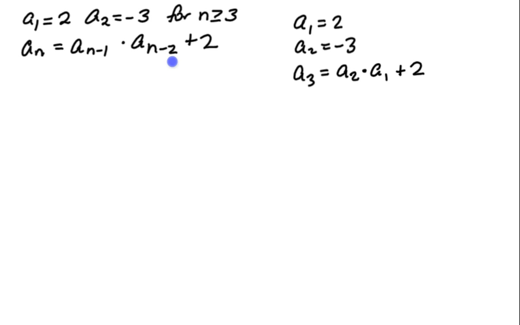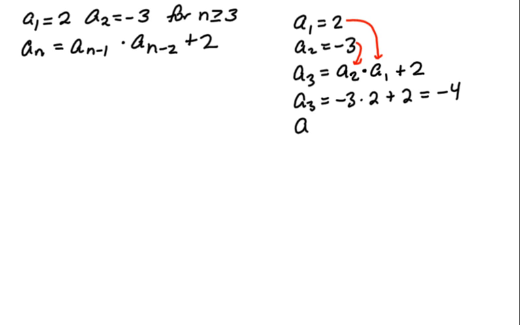Well, it says multiply A sub 2 times A sub 1 and add 2. Well, A sub 2 is negative 3. A sub 1 is 2. So A sub 3 is equal to negative 3 times 2 plus 2, which is negative 4.